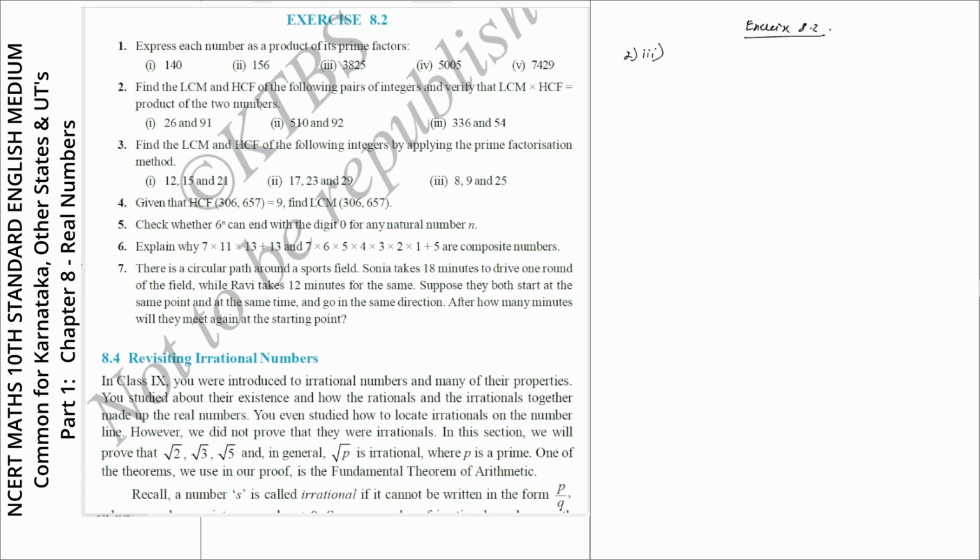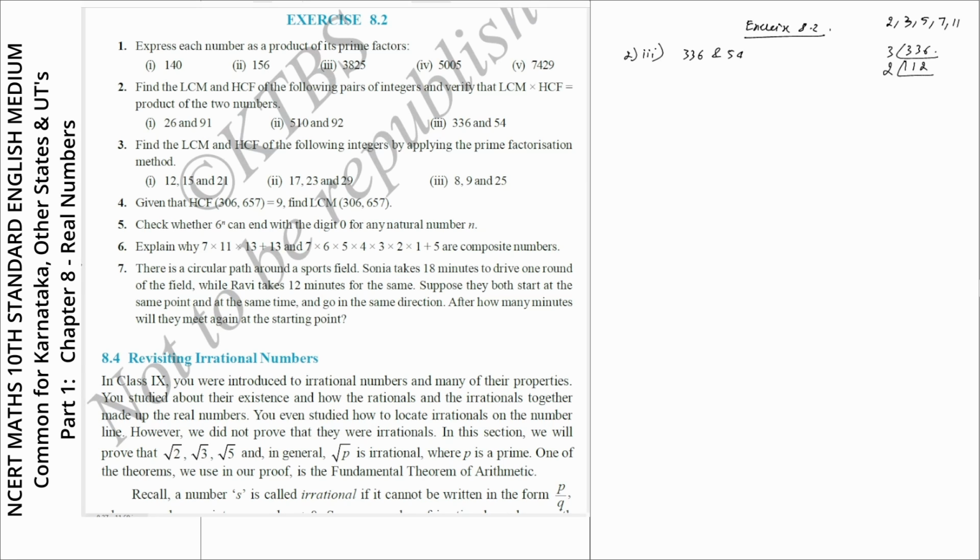Exercise 8.2, question number 2, sub question 3. The given numbers are 336 and 54. So 336 is easily divisible by 3. 3 ones are 3, 3 ones are 3, 3 twos are 6. So you can divide with any prime number. It's not necessary to divide by 2 or 3 or 5, whichever is divisible, you can go ahead and do it. Okay. So this is divisible by 3. I started with 3. 3 ones are 3, 3 ones are 3, 3 twos are 6.